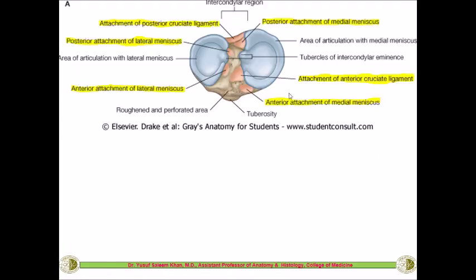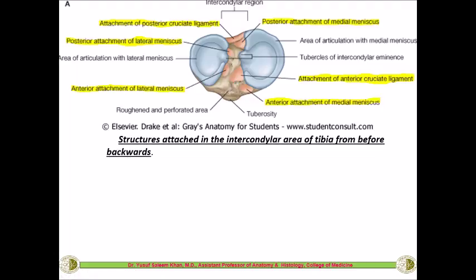If you see the tibia from above, this is how it looks. These are the two menisci: this is the medial meniscus, the larger one, and the lateral meniscus, the small one. And in between, this area is called the intercondylar area, between the two condyles of the tibia. If you see it from above, this is how it looks.